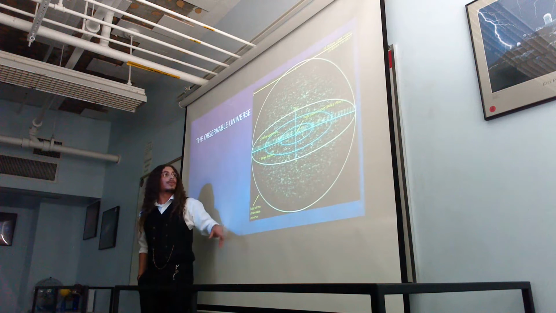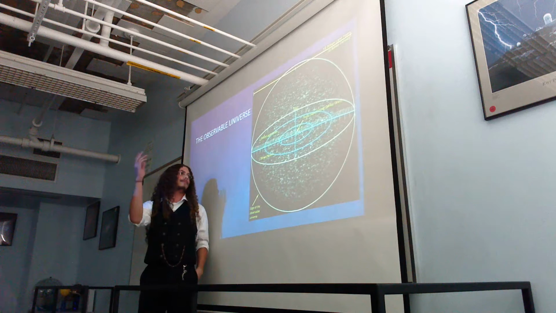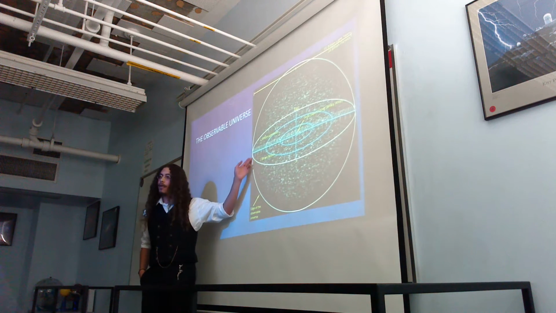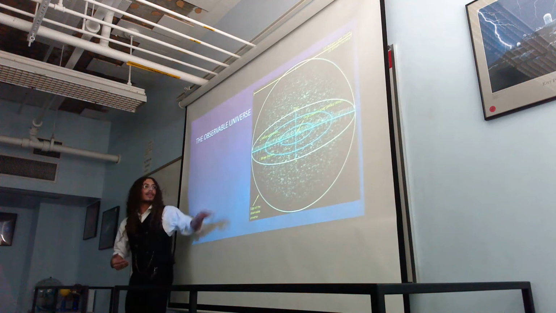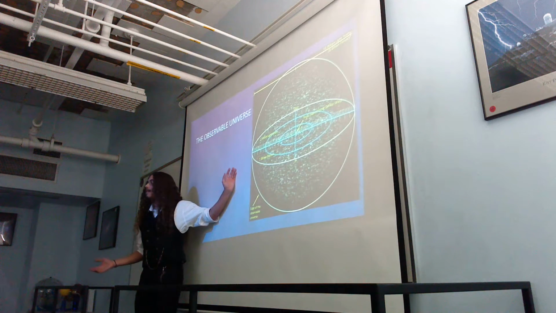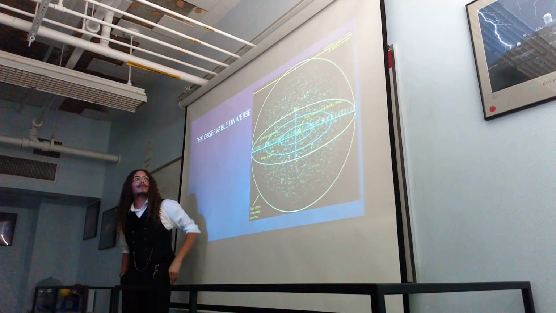So the universe has only been around for 13.5 billion years or so. So that's as far as time has allowed light to reach us, right? The light that is coming from beyond this region, there hasn't been enough time in the universe for it to actually reach us yet. And so that is what this observable universe is.